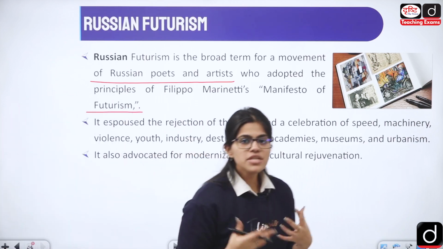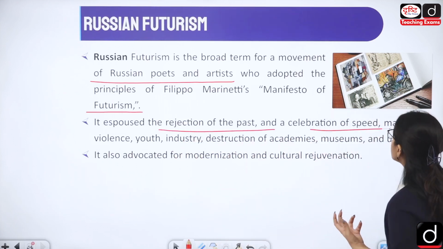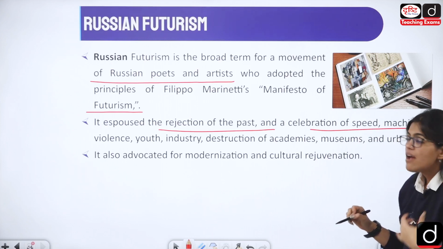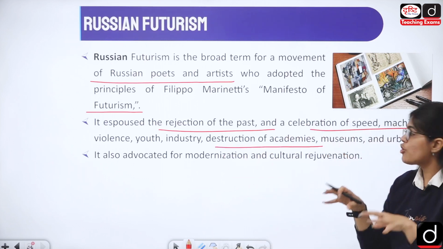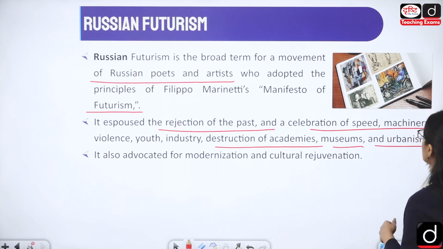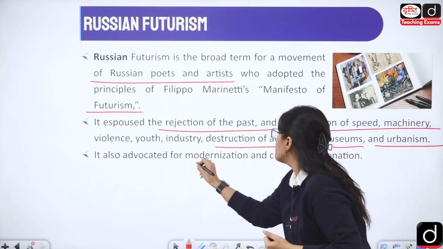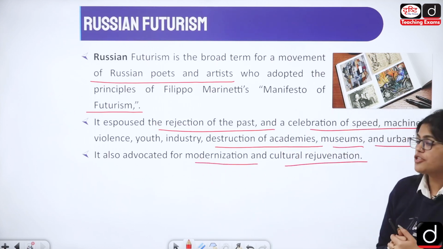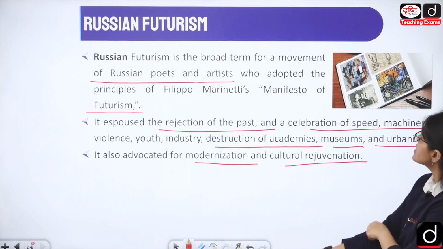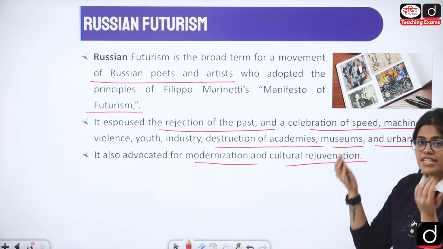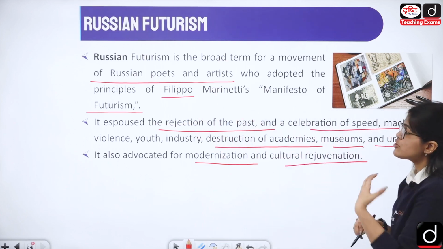What is this futurism talking about? It espouses the rejection of the past and the celebration of speed, machinery, violence, youth, industry, and the destruction of academies, museums, and urban settings. So it also advocated for modernization and cultural rejuvenation. For that, they used various graphics and various ways of writing. So it is a literary movement, as well as there was this manifesto that was written by Filippo, called the Manifesto of Futurism.